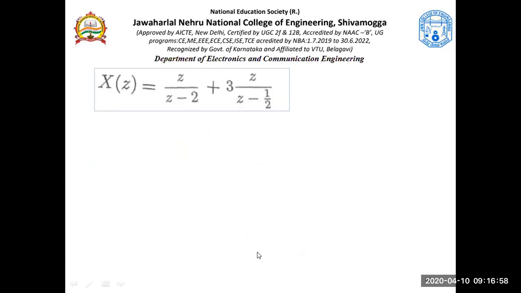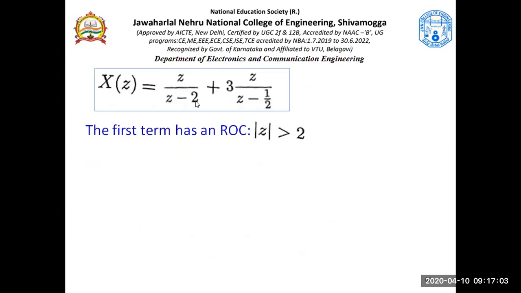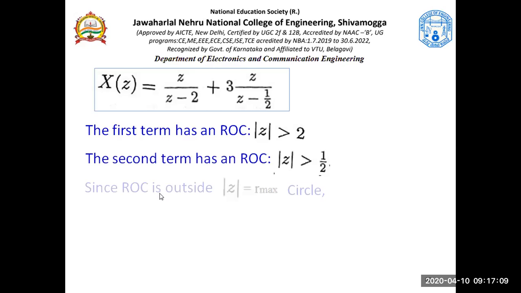Okay, so this is what we obtained, X of z. The first term has an ROC z greater than 2. The second term has an ROC z greater than half. Since the ROC is outside, z is equal to R max circle. So this is R max. What is R max here? The radius. These are the radius actually.